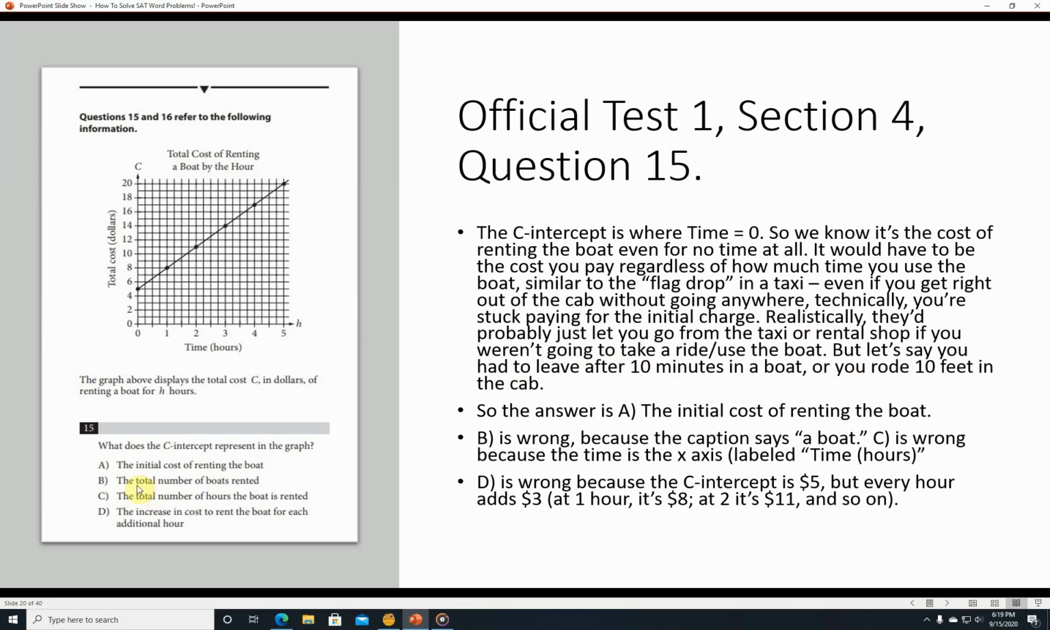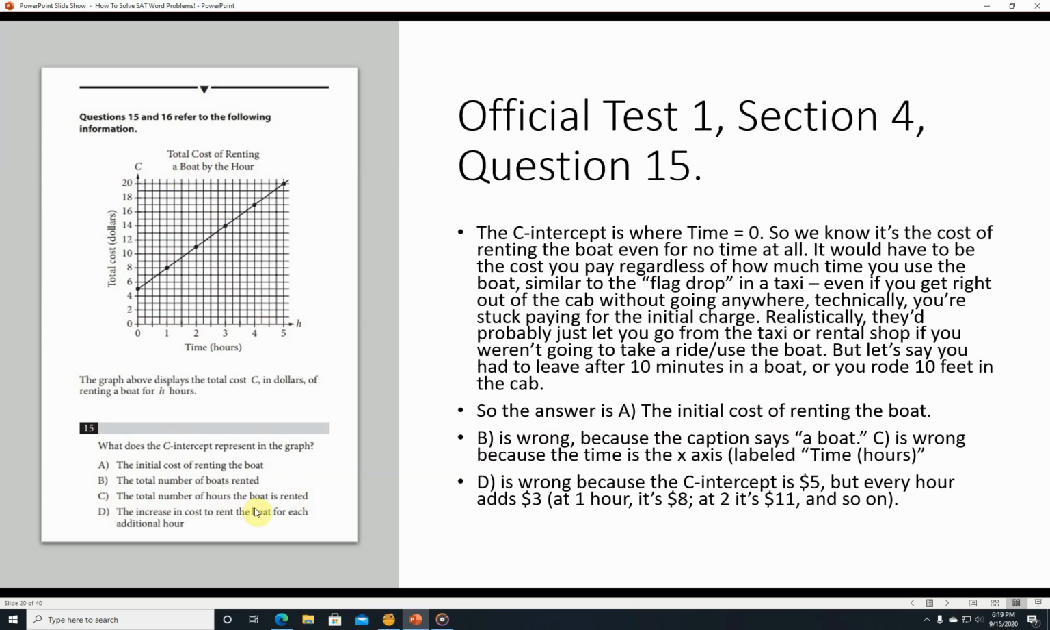B is wrong because of the total number of boats rented. It says a boat, so it's just one boat rented. C is wrong because of the total number of hours the boat is rented. No, that would be the value of H along the H or X axis, labeled time in hours.